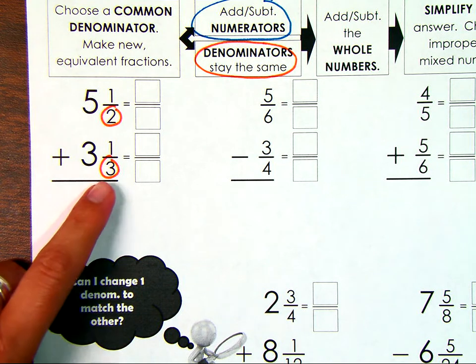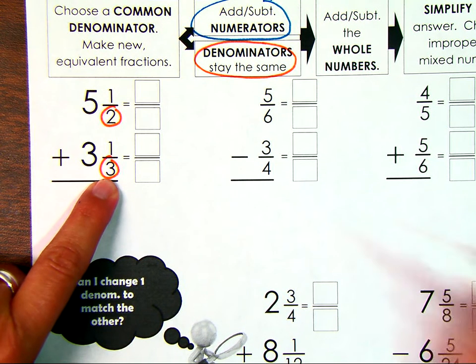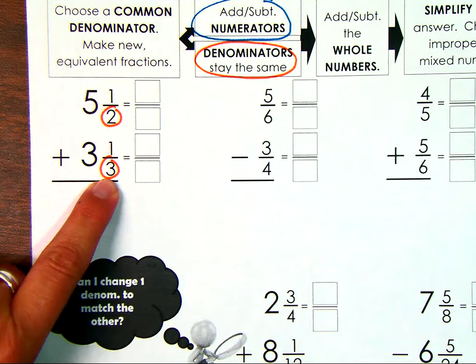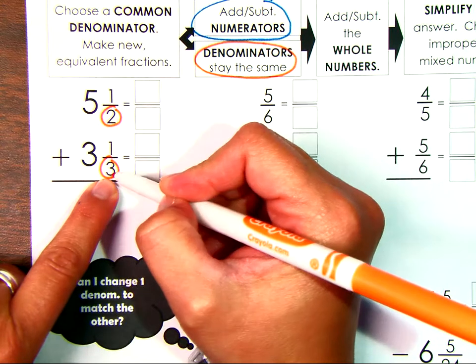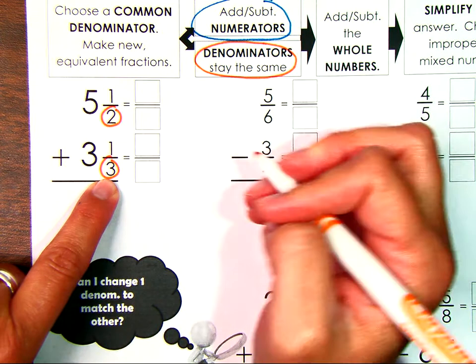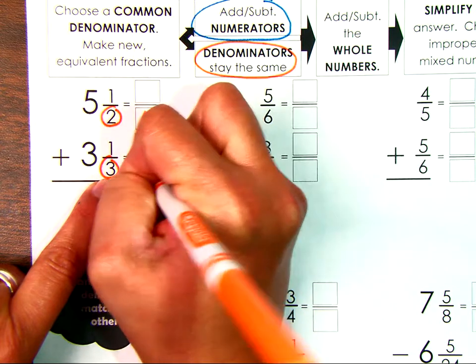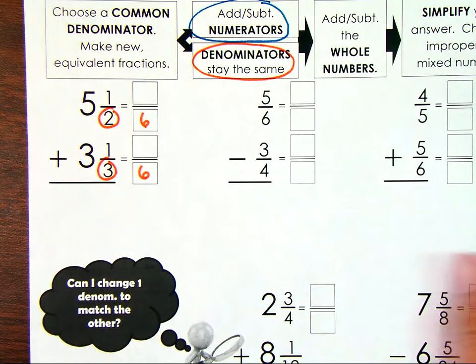So I always look at the bigger number and do its multiples to see when that smaller number would go. So 2 can't go to 3, so that's not my common denominator. 3 times 2 is 6. Can 2 get to 6? And hopefully you said yes. So that's going to be my common denominator.